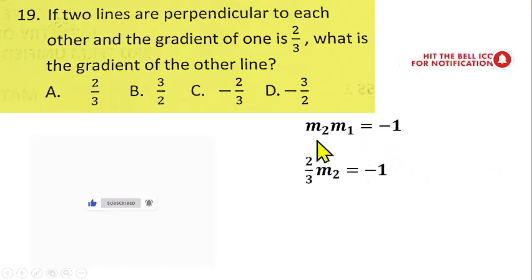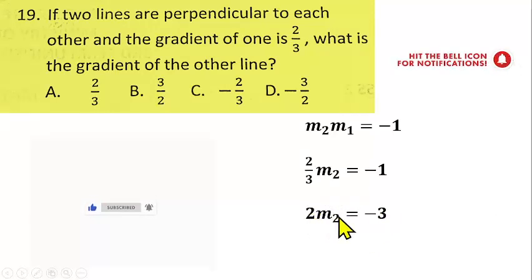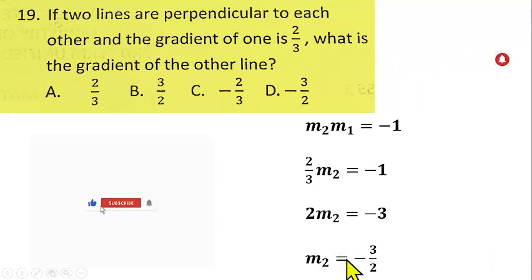So you are given the gradient of one of them, which is 2/3, multiplied by the gradient of the second one equals -1. Then what can we do? We can cross multiply from there. 3 multiplied by -1 gives -3, so that equals 2m2 divided by 2. m2 will be -3/2, which is option D for question number 19.